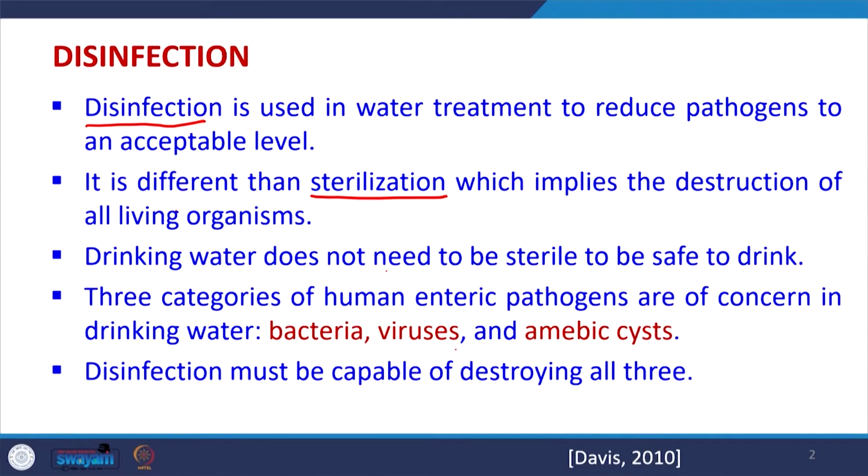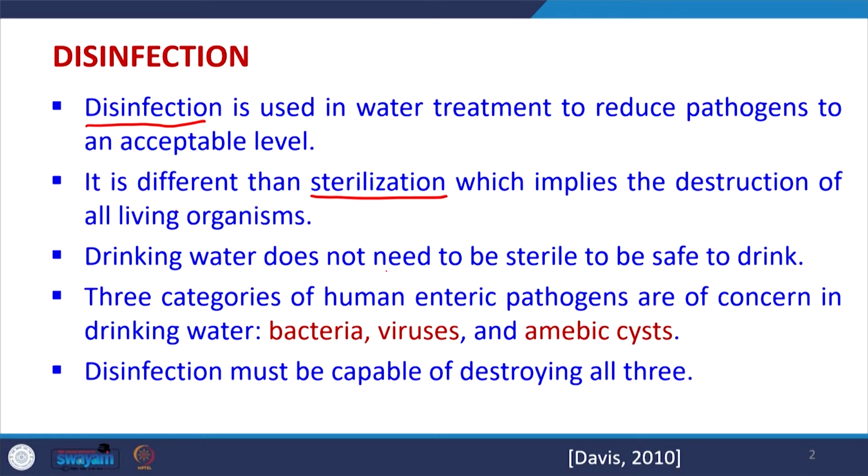We have to only see that all the pathogens, may be human enteric pathogens which are of concern in drinking water, that is bacteria, viruses and cyst, amoebic cyst, they are reduced to an acceptable level. So, this is the main objective of disinfection and how it works, and disinfection is capable of destroying all these viruses. We need not destroy those microorganisms which may be good for our body or otherwise. So, we try to see that we are able to destroy the pathogens within an acceptable limit.